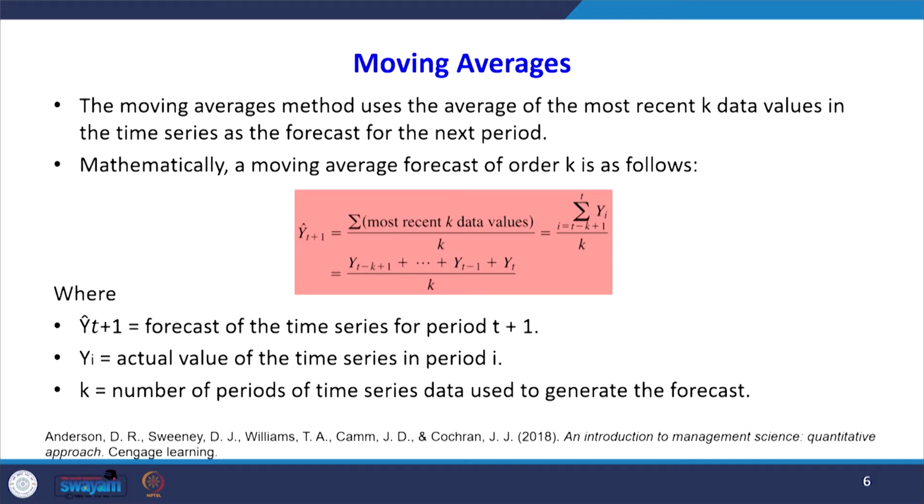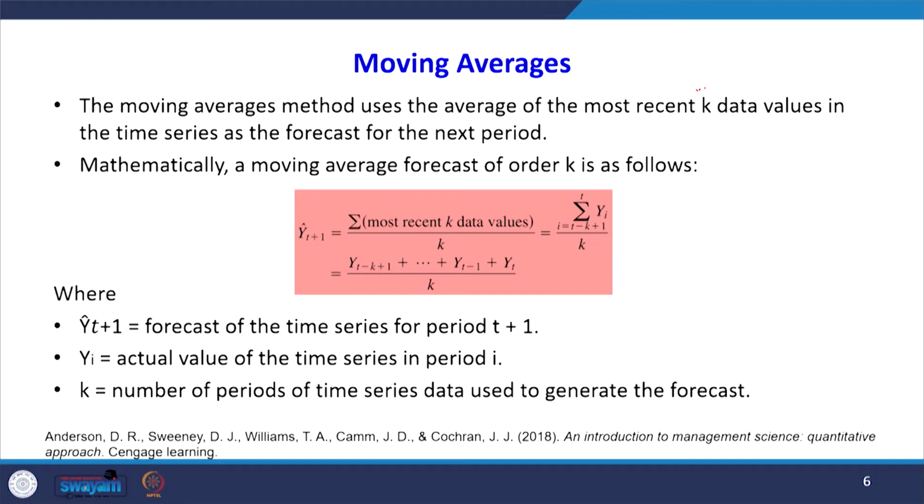So, first we will discuss moving averages. The moving averages method uses the average of the most recent k data values in the time series as the forecast for the next period. Mathematically, a moving average forecast of order k is as follows. The forecast value for t plus 1 equals the sum of the most recent k data values divided by k. That is, the sum of y_i for i equal to t minus k plus 1 up to t.